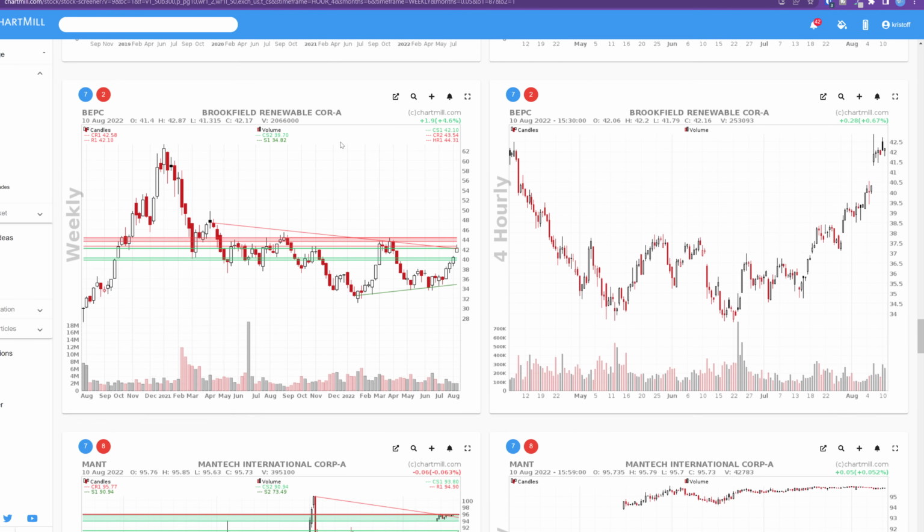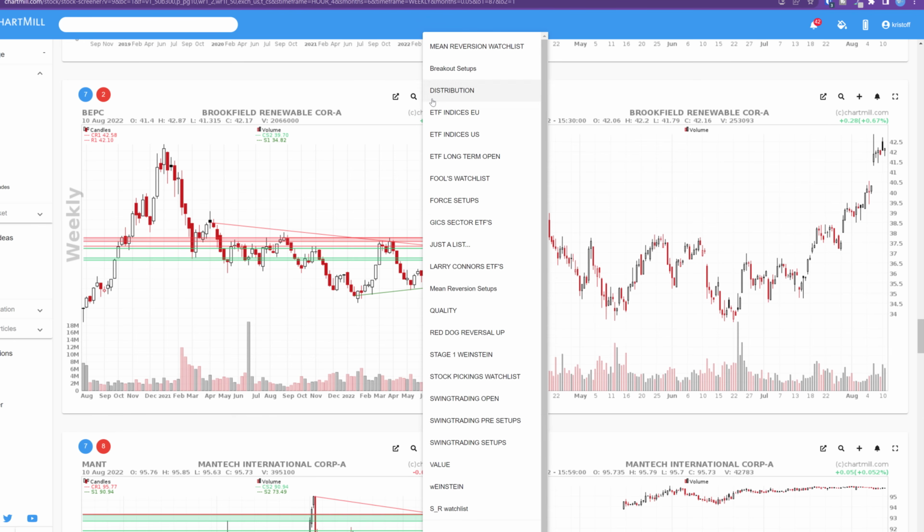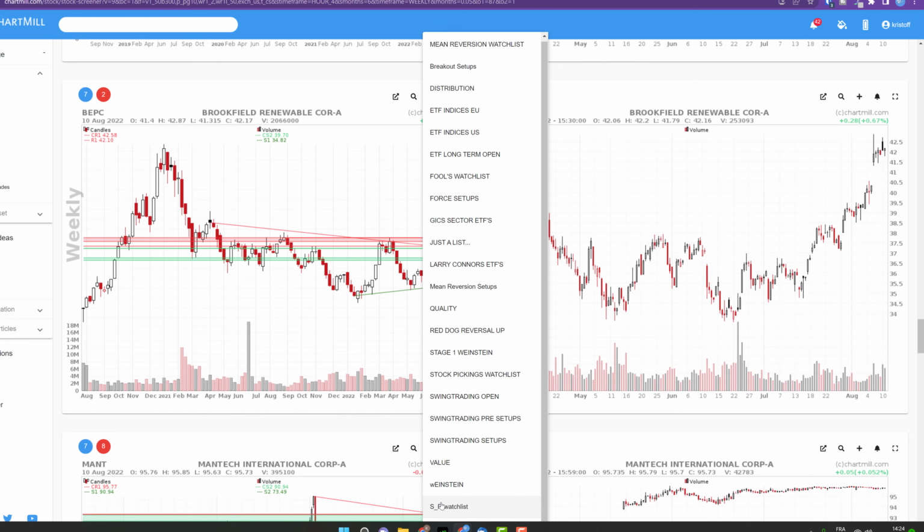This is also a nice one, Brookfield. If price can take out the $44 level, there's room to 62. So definitely adding this one to the watch list.